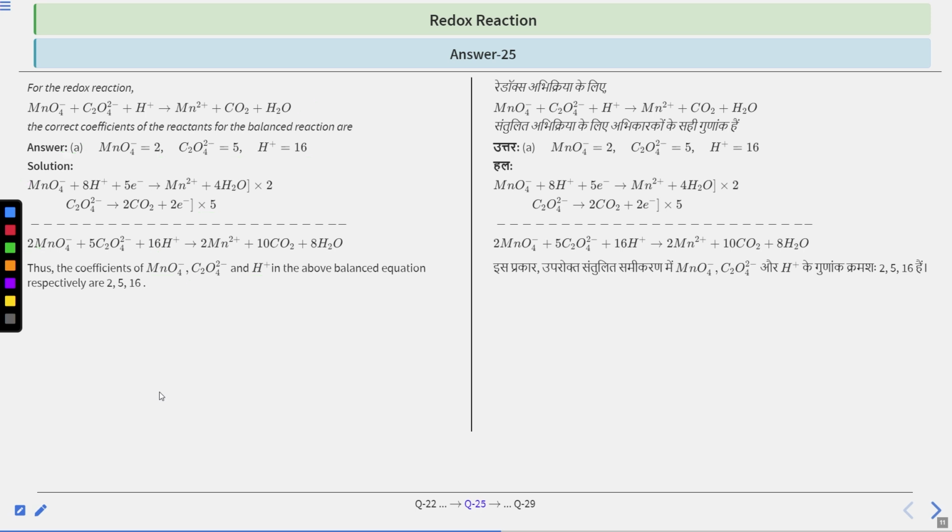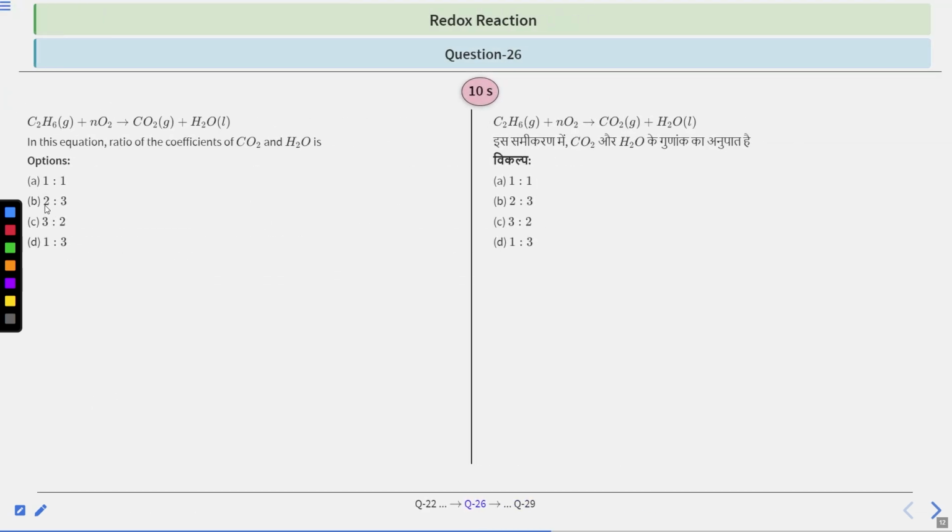Okay, let's move to the next question. Question number 26. C2H6 plus NO2 giving us CO2 plus H2O. In this equation, the ratio of coefficients of CO2 and H2O is. Options are 1:1, 2:3, 3:2, or 1:3. So you have 10 seconds to solve this question. After that, we will see the answer.